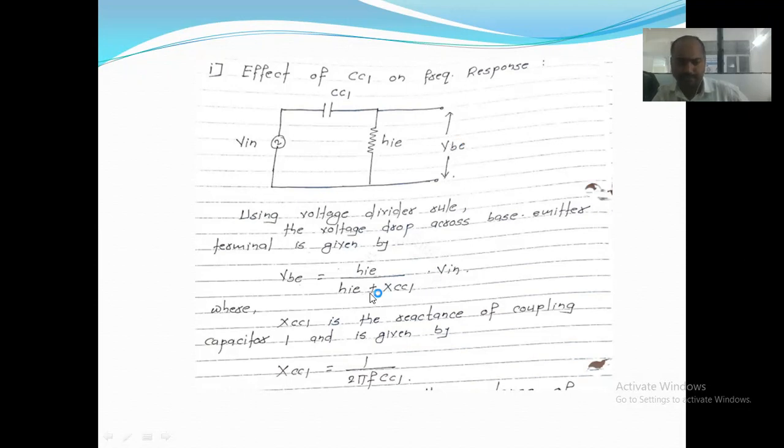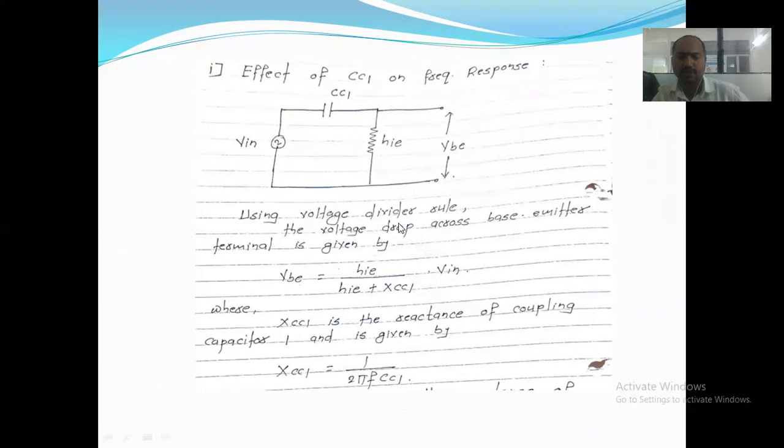This comes when we apply the voltage divider rule across this terminal, right? So VB equals Ri divided by Ri plus XCC1. But what is XCC1? The formula for XCC1 is 1 upon 2 pi f CC1, right? When we calculate the effect of CC1 on frequency response, we have to calculate the value of CC1. For that calculation purpose, we apply the voltage divider rule.